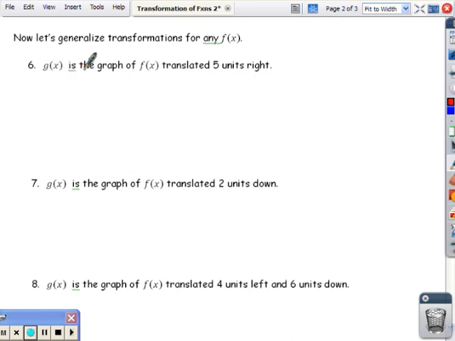So g of x is the graph of f of x translated 5 units right. Then I'm going to write 5 units. What's h? If I go to the right, it's positive, so h is 5. So if g of x equals, what to write here? Remember we said that if I'm moving right or left, that happens to x before the function is applied.